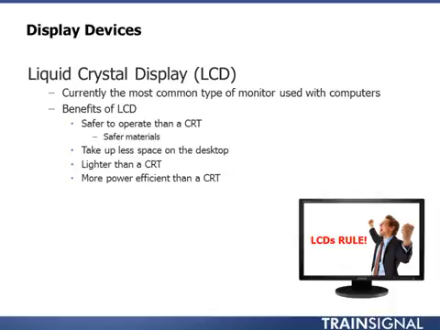The other main type of monitor is an LCD, a liquid crystal display. This is what we see way more often in today's computers. Some of the benefits: they're safer to operate than the CRT, so the materials are not as toxic. They take up less space on the desktop. That's probably the number one reason why we started using them, right? These big, bulky CRT monitors, we needed to find something better. They're also lighter, easier to carry around, and much more power efficient. So the bottom line is LCDs rule.